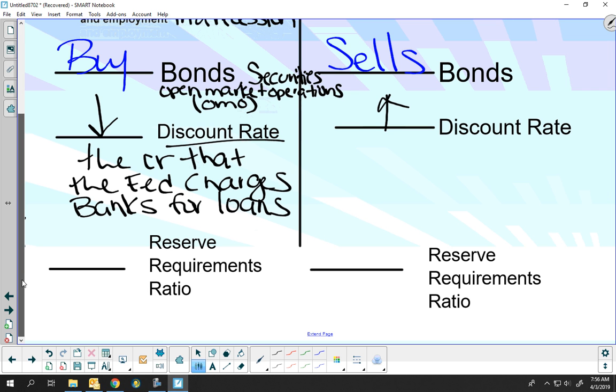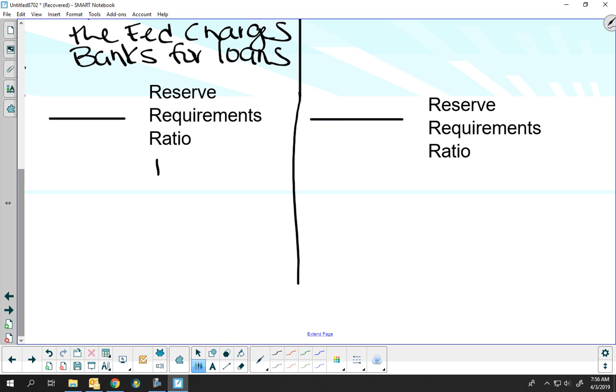Okay, and the last one is the required reserve ratio. The RRR for short. Don't call it the RRR. I also take like I'm an SRQ. Maybe. But not because that's the same thing. I don't know.